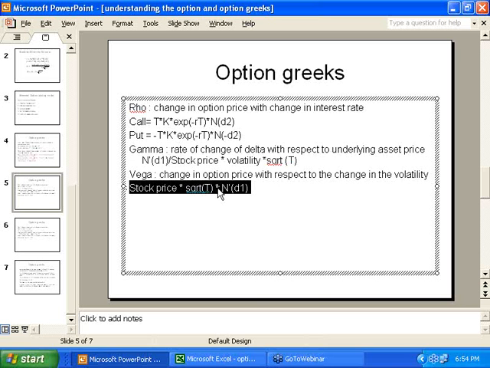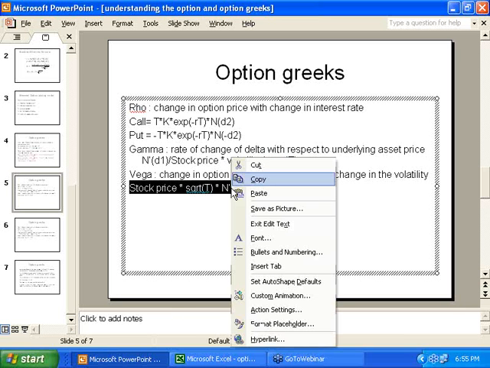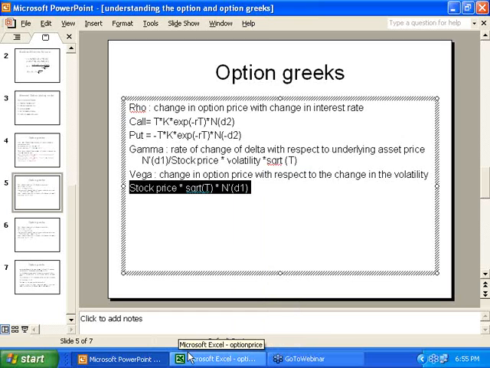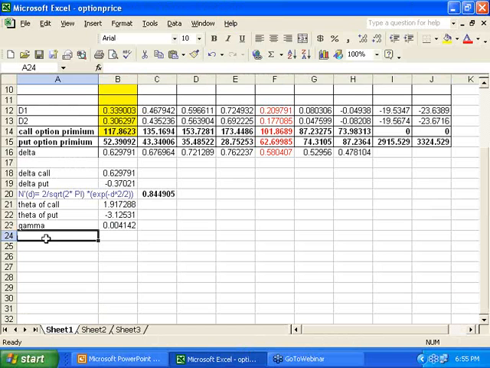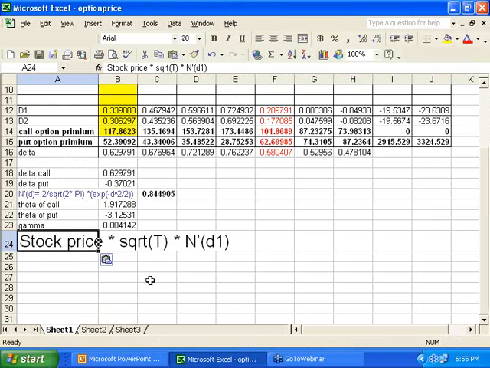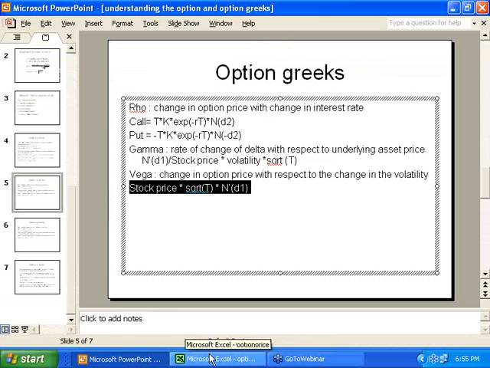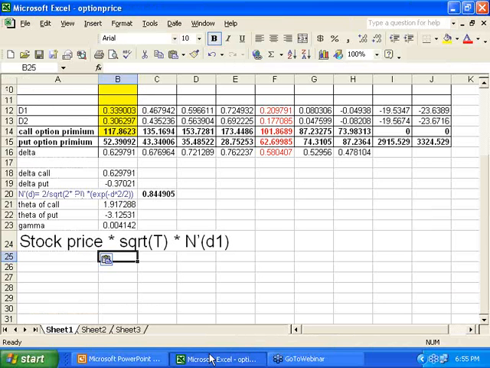So Vega formula we'll take. As I told you, this Vega is an essential Greek of your calculation. Change in the option price with respect to change in the volatility. This is a very, very essential term. You must not ignore the Vega term. Change in the option price with respect to change in the volatility. So this is what Vega says.